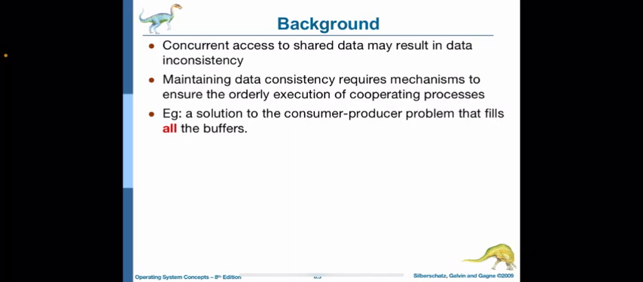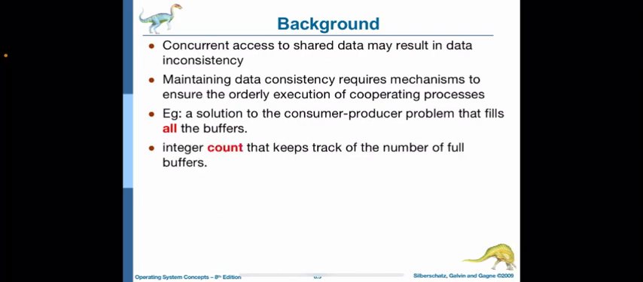We included a count variable, right? So remember that solution for the producer consumer problem. We will see that code also. The solution to the producer consumer problem that fills all the buffers, such a solution we can take as a scenario to illustrate that there are issues and that they should be solved. We had included an integer count that keeps track of the number of full buffers. How many buffers are full now? We can keep track using this count variable.